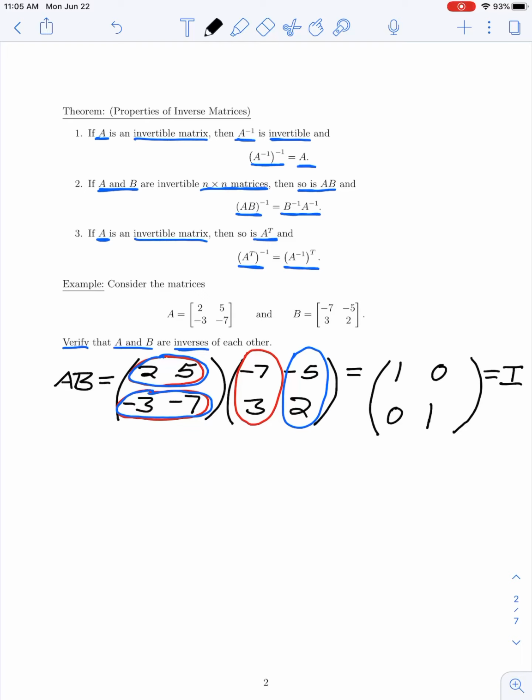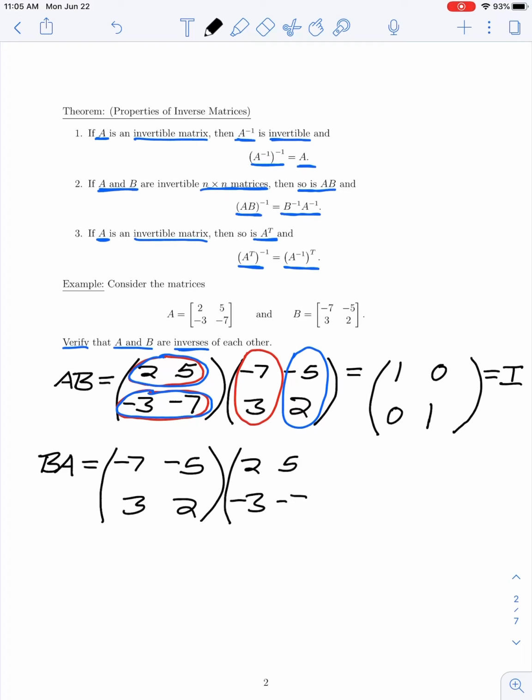Now, does that mean that they're inverses? Well, there's one other thing that we need to check. We found that A times B is equal to the identity, but recall matrix multiplication is not commutative in general. So we also need to consider B times A. What if we were to reverse the order of this product? So here B is the matrix -7, -5, 3, 2. And then we're multiplying by the matrix A, which was 2, 5, -3, -7.